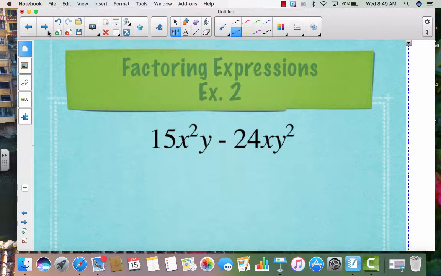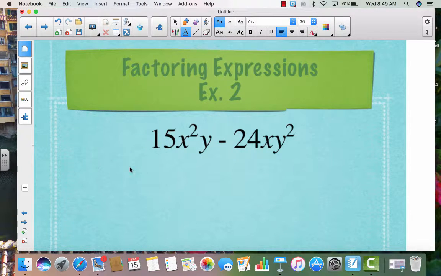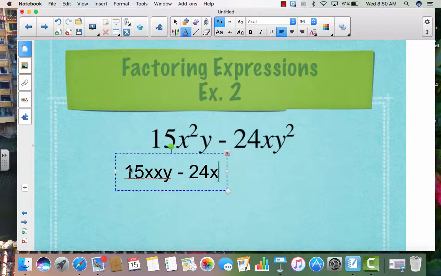Let's jump into box number 2. When there's terms like these that include exponents, I recommend at this point that we do use our cake method and we don't try to do it mentally. So I'm going to rewrite these terms without their exponents. So we have 15xxy and 24xyy.